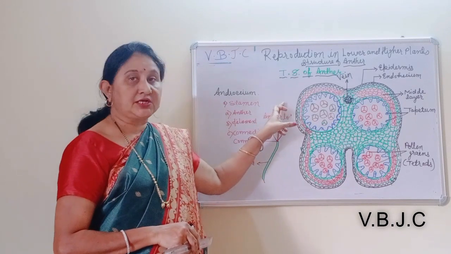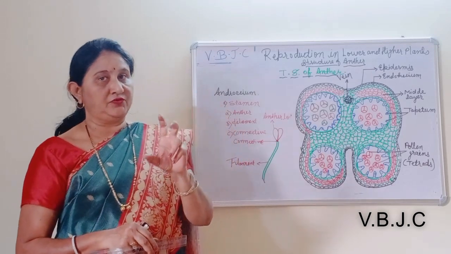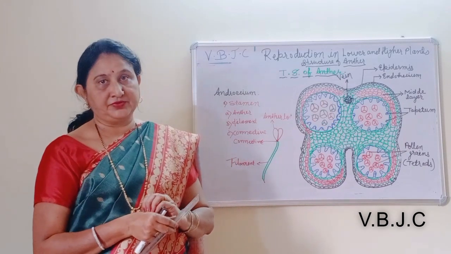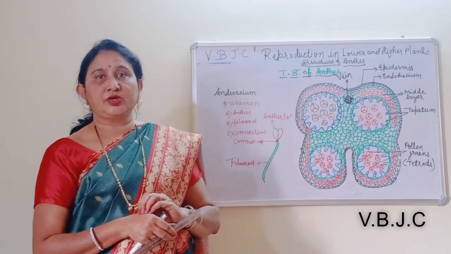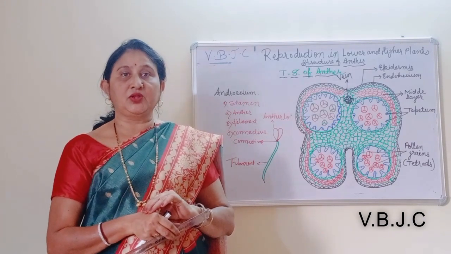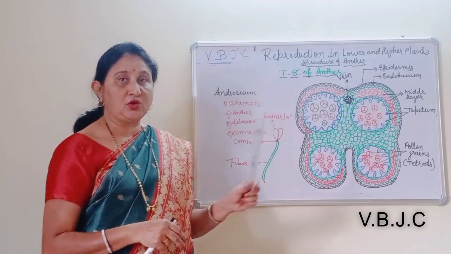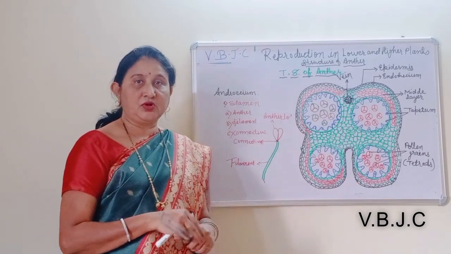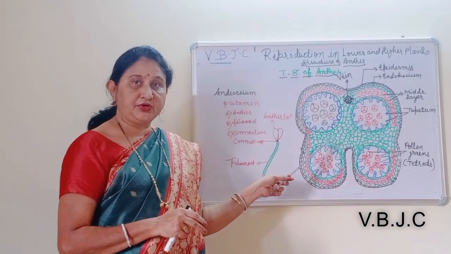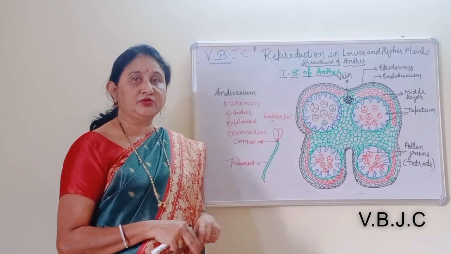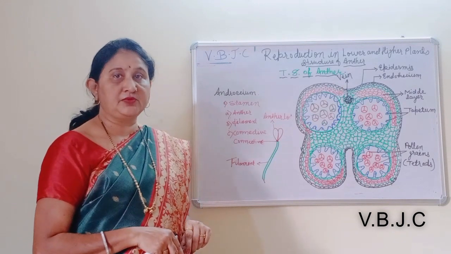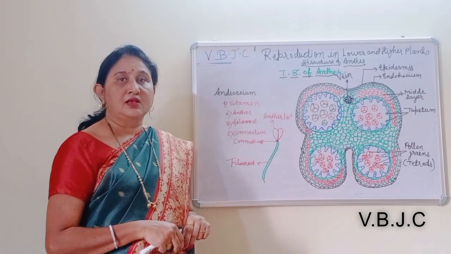The structure of the flower consists of the floral whorls. You already studied in the 11th standard about these floral whorls: calyx, corolla, androecium and gynoecium. Calyx and corolla are known as non-essential floral whorls because they are not directly involved in sexual reproduction, but the androecium and gynoecium are known as reproductive whorls, also called essential whorls, because they are directly involved in reproduction.